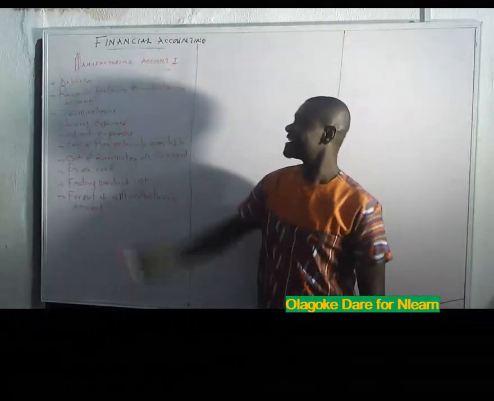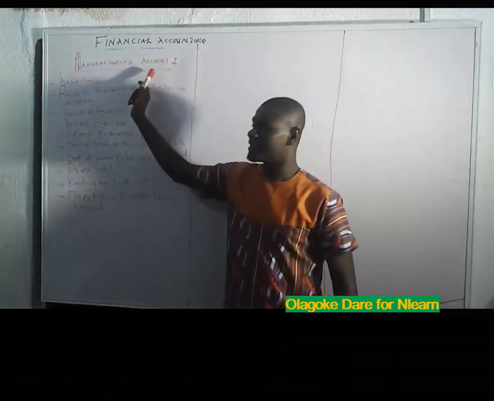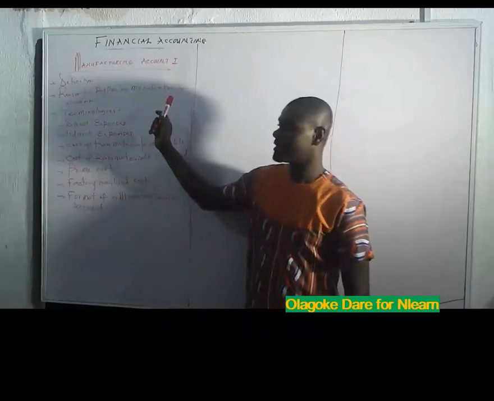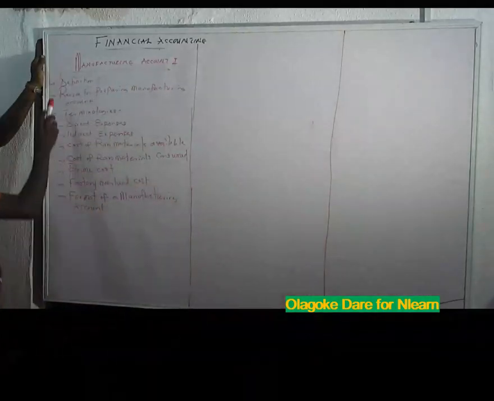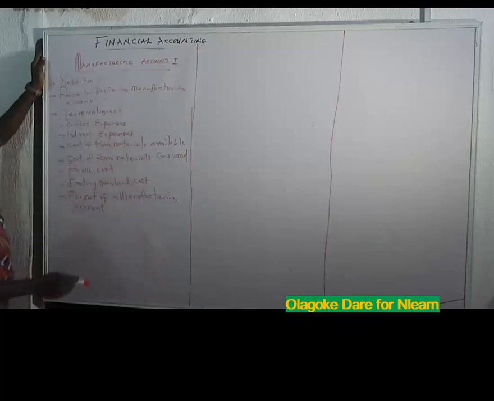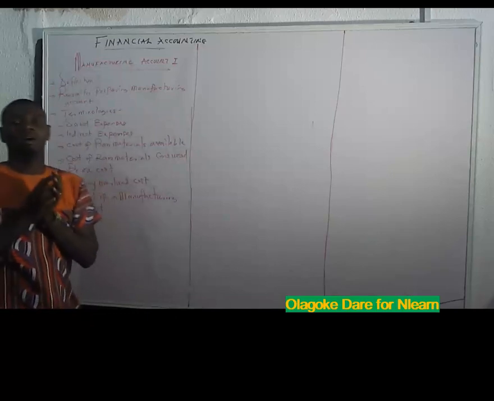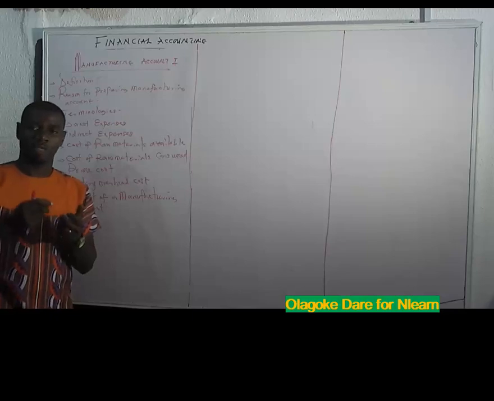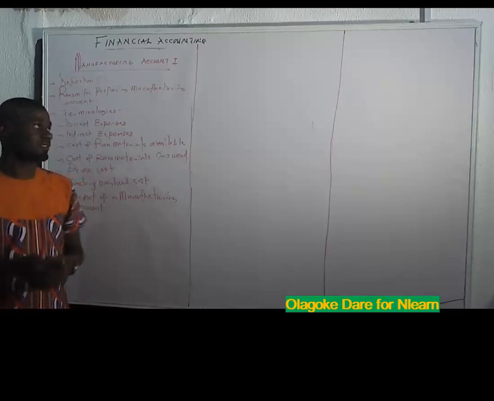This is financial accounting. So our topic of discussion today is manufacturing account one. So we want to look at manufacturing accounts. These are the subtopics that we need to look at to understand what manufacturing account is. Manufacturing account is an account used by manufacturing outfits to determine the costs incurred in production of commodities.